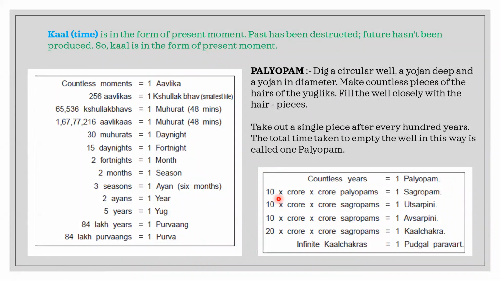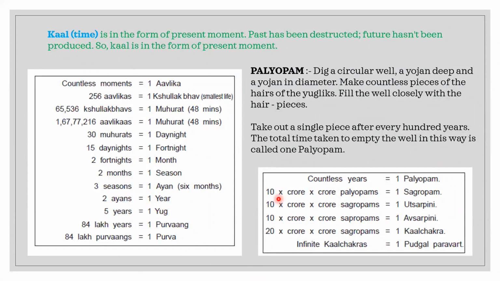Countless Samays make 1 Avlika, and 256 Avlikas make 1 Shulak Bhav. This 1 Shulak Bhav is the lifespan of the smallest Jeev, that is Nigod. So Nigod Jeevs live for 1 Shulak Bhav, that is 256 Avlikas. 65,536 Shulak Bhavs make 1 Murat. And we all know 1 Murat as 48 minutes, the time we do the Samaik. So that is 48 minutes.